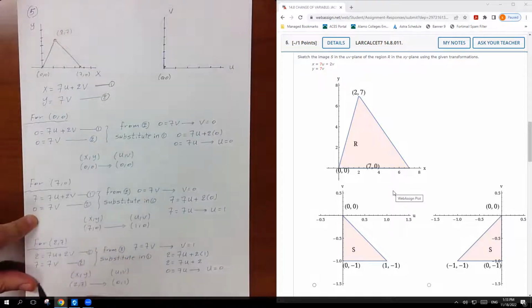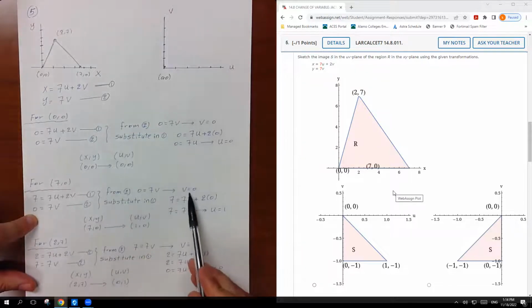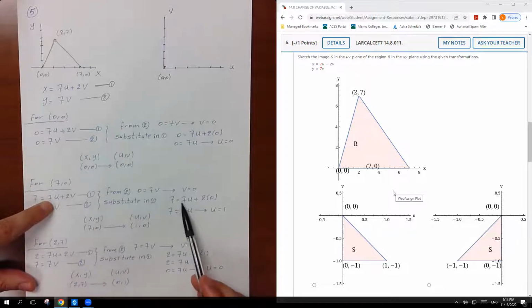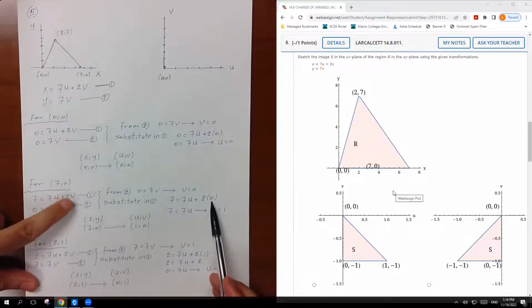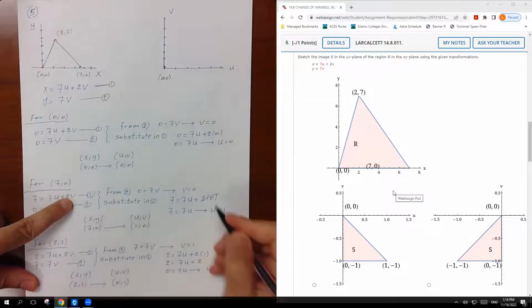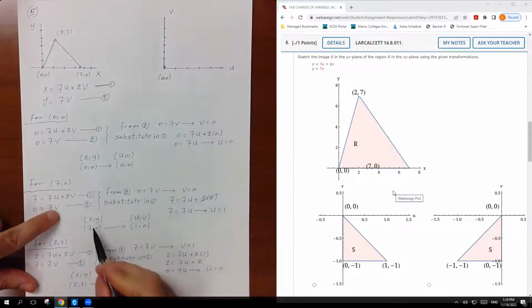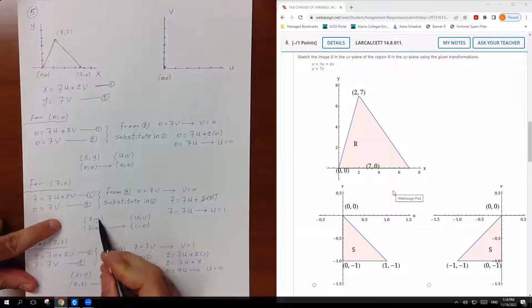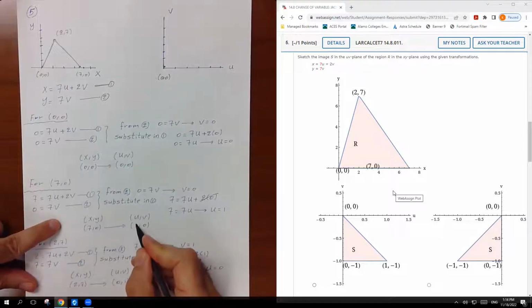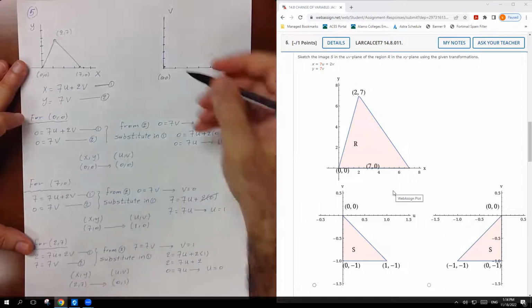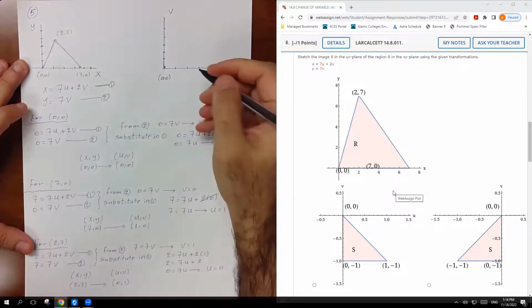We can do exactly the same steps. So solve the second one. You're going to get V equals 0. Plug in 0 in the first one. It's going to be 7 equals 7U plus 2 times 0. This is 0. That means 7 equals 7U. That means U equals 1. So this point 7, 0 in the XY plane, we have 1, 0 in the UV plane. So this point is going to be 1, 0.